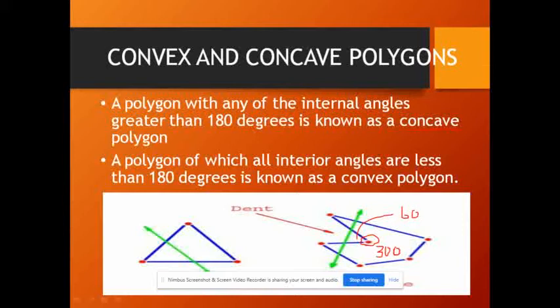So 300. According to the condition, you come to know this is greater than 180 degrees. So this is called concave. Look at the first figure. It's a triangle. The angle of a triangle is definitely less than 180 degrees. The sum of these three angles is 180 degrees. That's why a polygon of which all interior angles are less than 180 degrees is known as convex. So this is called convex type of polygon.